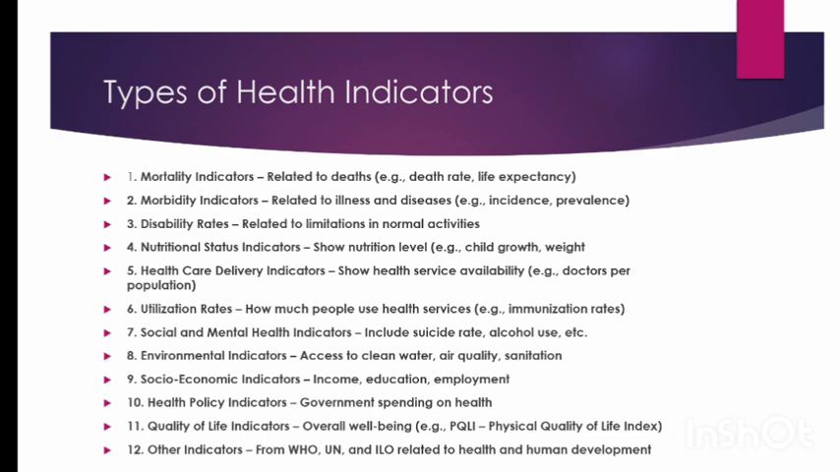7. Social and mental health indicators, include suicide rate, alcohol use, etc. 8. Environmental indicators, access to clean water, air quality, sanitation. 9. Socioeconomic indicators, income, education, employment. 10. Health policy indicators, government spending on health. 11. Quality of life indicators, overall well-being, e.g., PQLI, physical quality of life index. 12. Other indicators, from WHO, UN, and ILO related to health and human development.